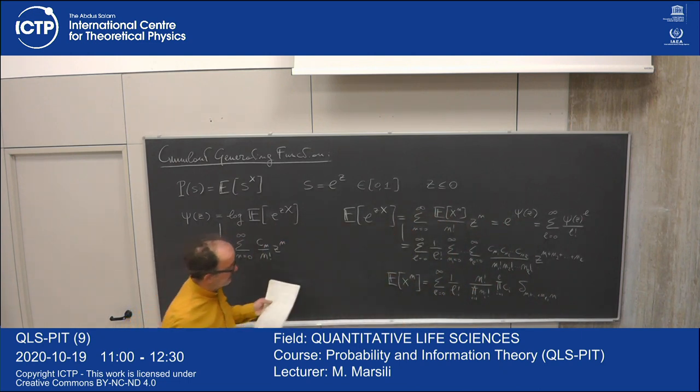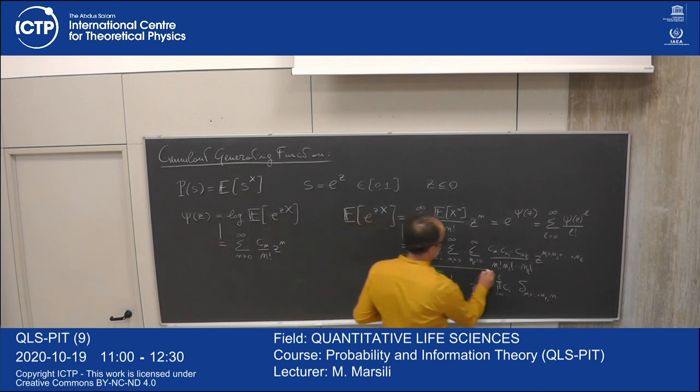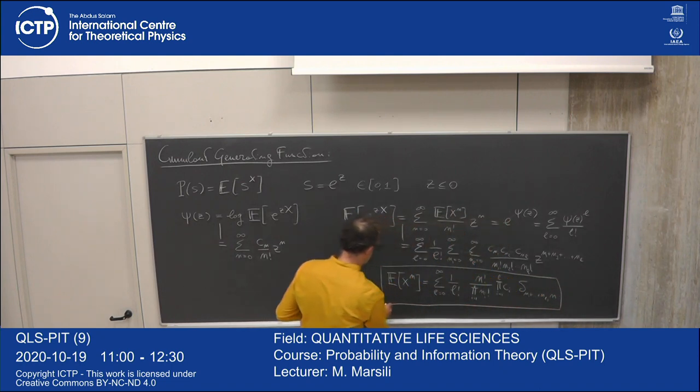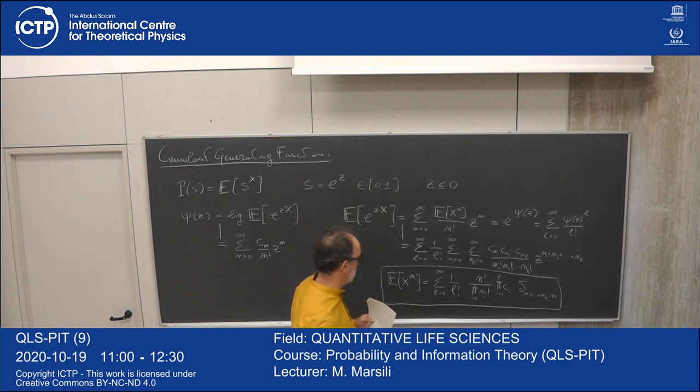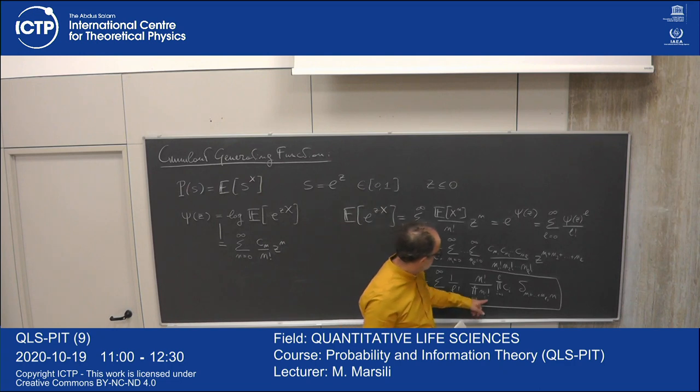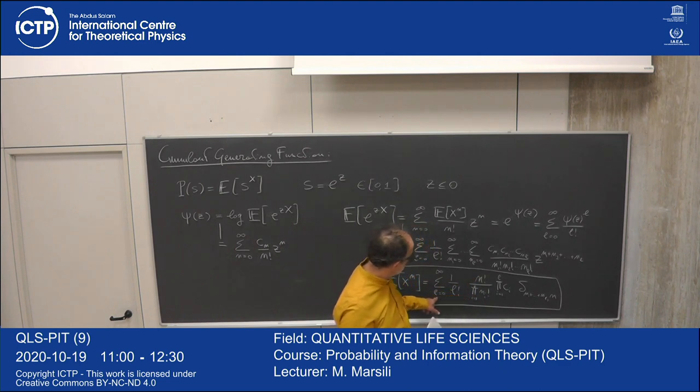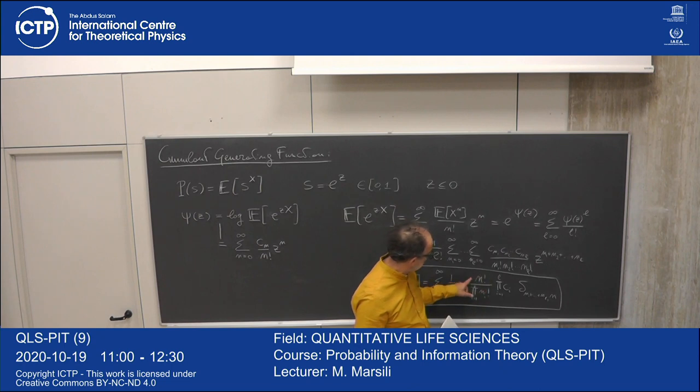Okay, so now if you look at this formula, it is an interesting formula because it looks complicated, but here essentially you have a simple interpretation in terms of balls and boxes. So this is the number of ways in which you can distribute n balls into m boxes, such that there are ni balls in box i.